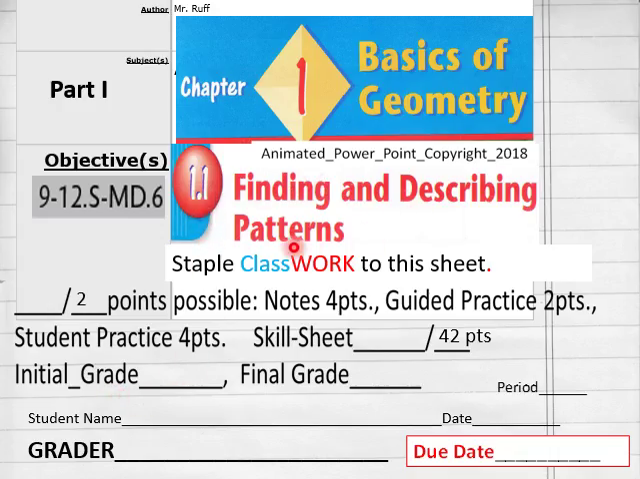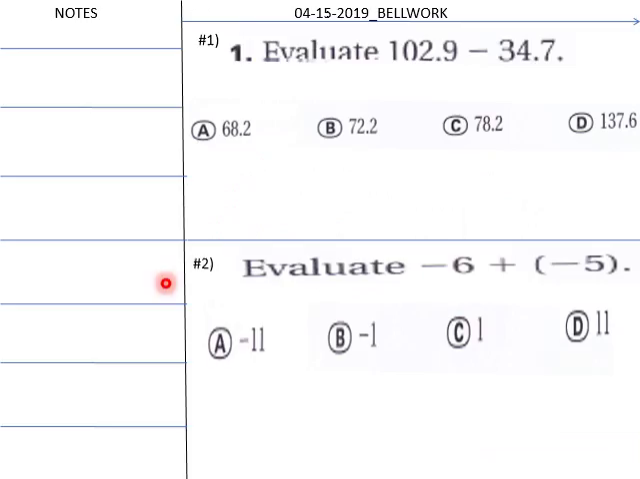1.1, finding and describing patterns. We have 42 points here on our class worksheet and then 2 points of note-taking. Here is our bell work. Evaluate this difference here and evaluate this sum here. Fill in what you think is the correct answer for that.